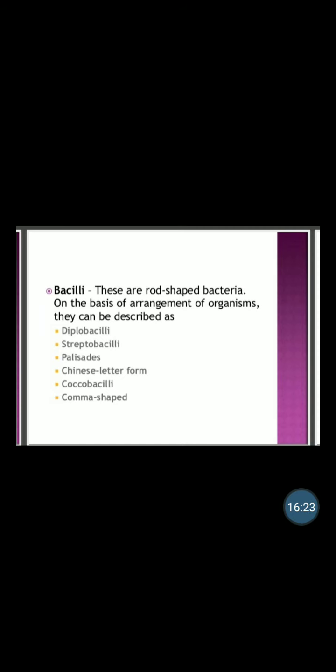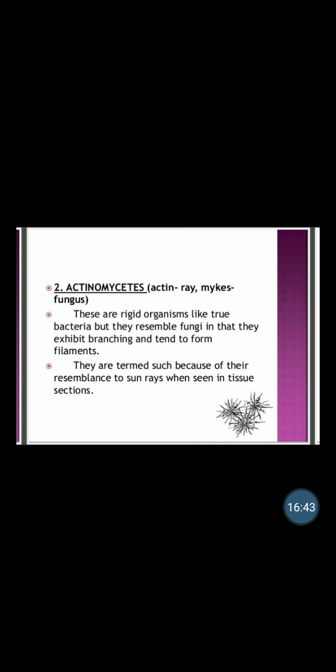Next, bacilli. These are the rod-shaped bacteria. On the basis of arrangement of organism, they are again classified as diplobacilli, then streptobacilli, palisades, Chinese letter form, cocobacilli, and comma-shaped. Then next, actinomycetes. Actino means ray, and mycetes means fungus. These are rigid organisms like true bacteria, but they resemble fungi in that they exhibit branching and tend to form filaments.